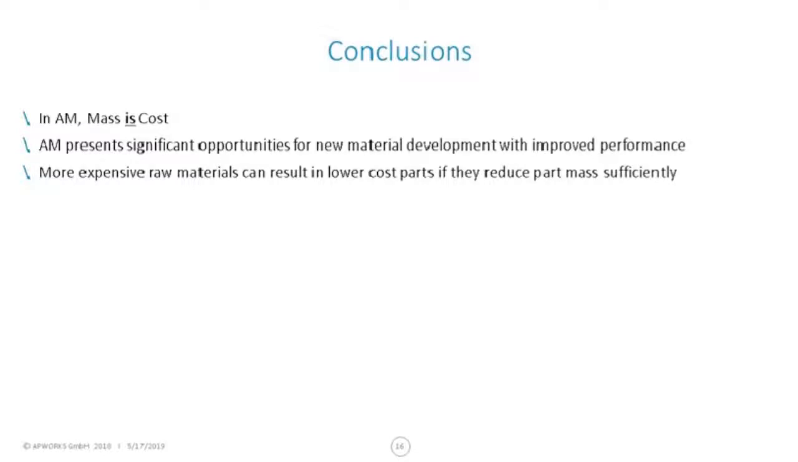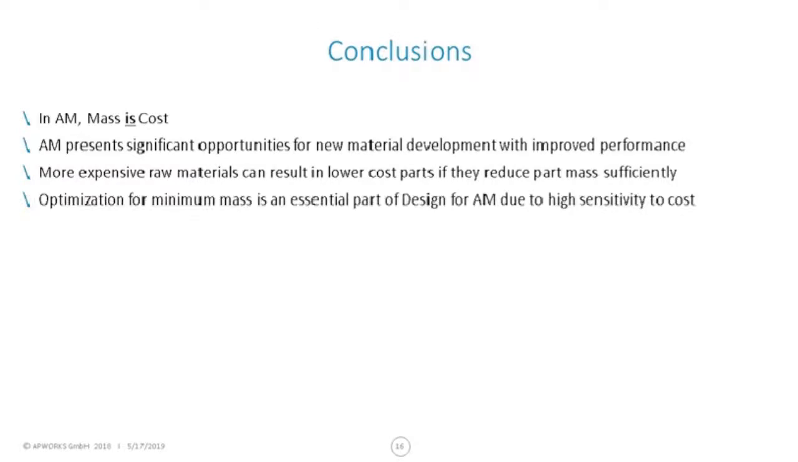More expensive raw materials can result in lower cost parts. So we've shown in one example that we can achieve that. The key there is reducing the part mass or the part volume. If you can use the properties of that expensive material to sufficiently reduce the volume of the part, you will get a cheaper part as well. And that's where the opportunity lies for new materials. And I hope I've hammered the message home, but optimization for minimum mass is really essential.